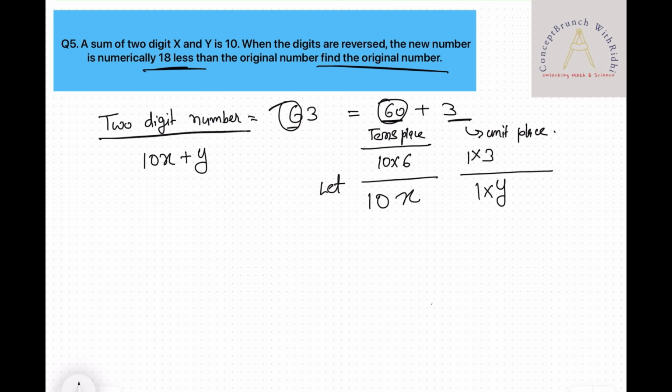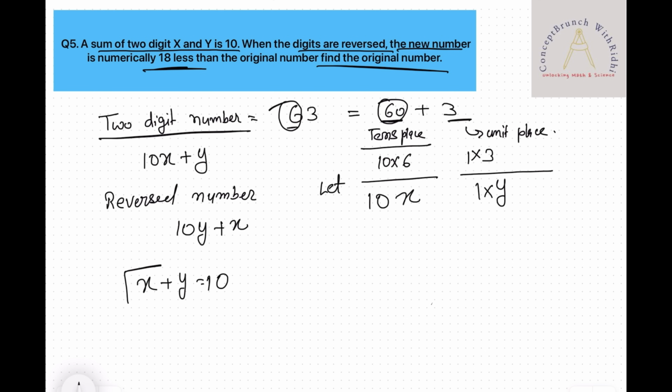Is that clear? Now, the digits are reversed and they make a new number. So the reversed number we can say is 10y plus x, correct? Now, the sum of the two digits x and y is 10. So let it be x plus y equals 10. Okay, this is the first equation.